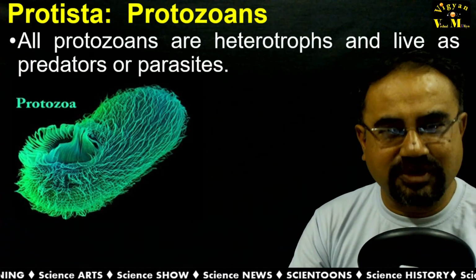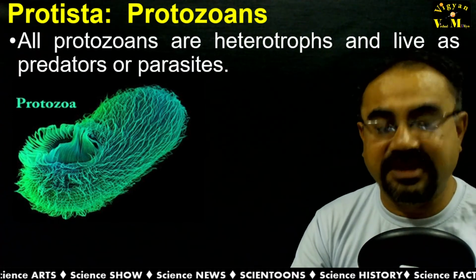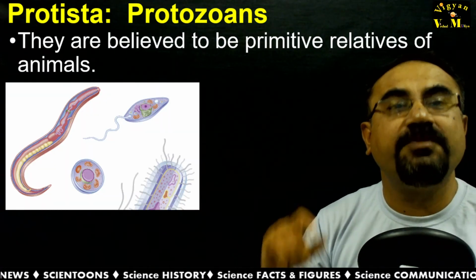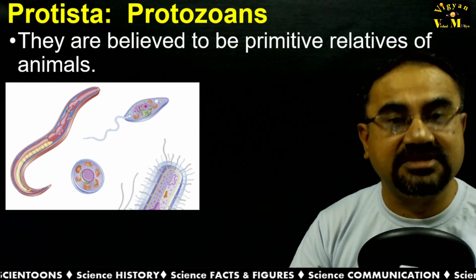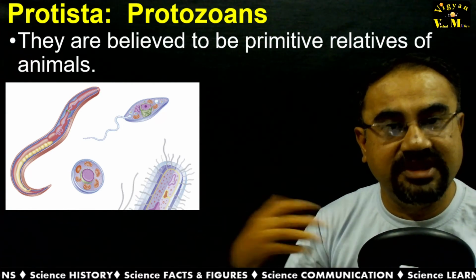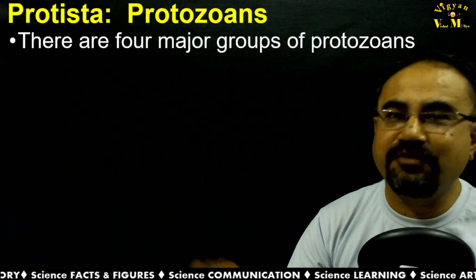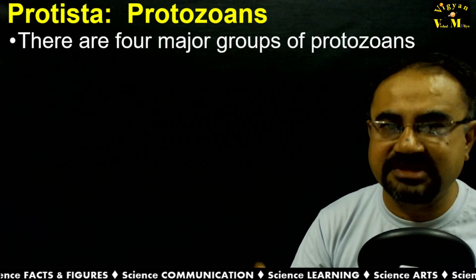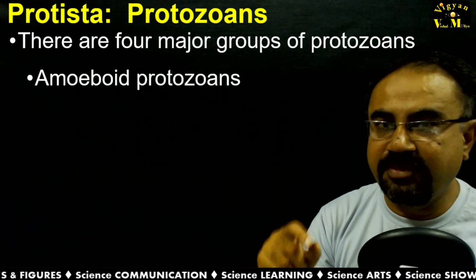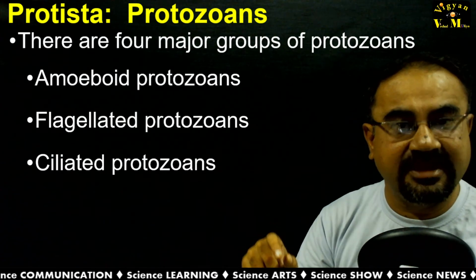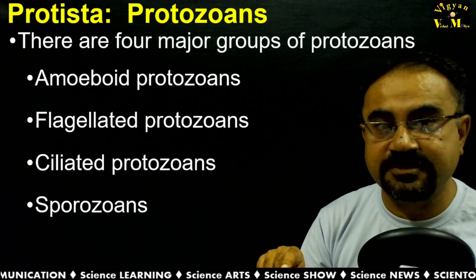Next is protozoans. Protozoans are heterotrophs and live as predators or parasites on other organisms. They are believed to be primitive relatives of the animals, current animals. So they are our ancestors, you can say in other words. There are four major groups of protozoans: Amoeboid protozoans, Flagellate protozoans, Ciliated protozoans and Sporozoans.